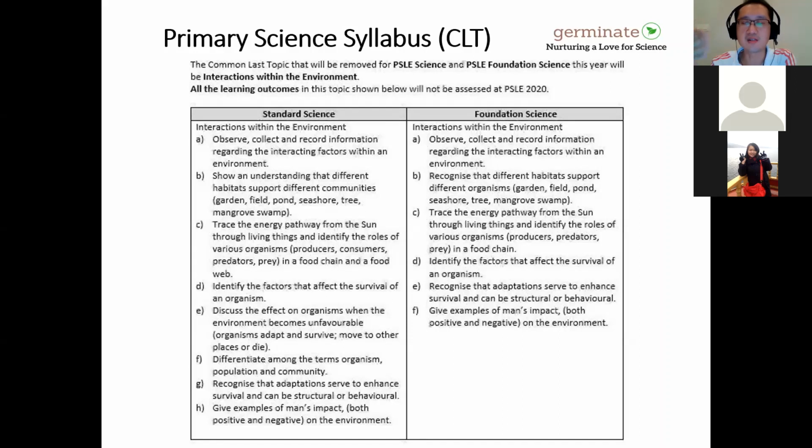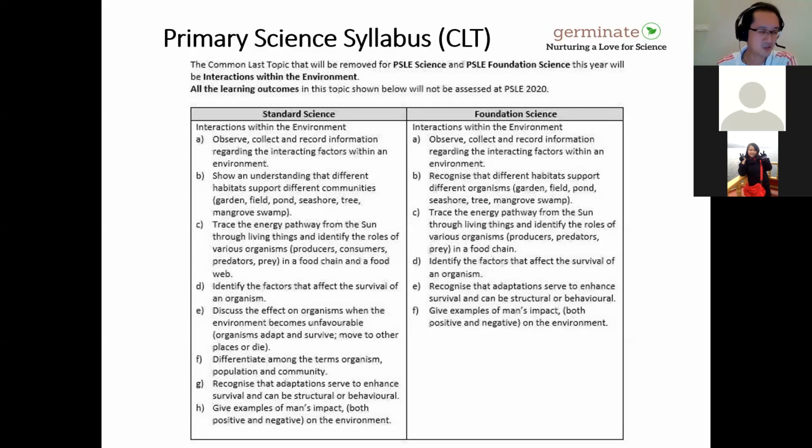Many of these concepts will actually be tested again, more in depth, in secondary school. So don't shortchange your child by taking them out of school, because it's important that they learn these concepts and facts and understand them first, so that by the time they go on to secondary school, it helps them learn and understand much faster than others.